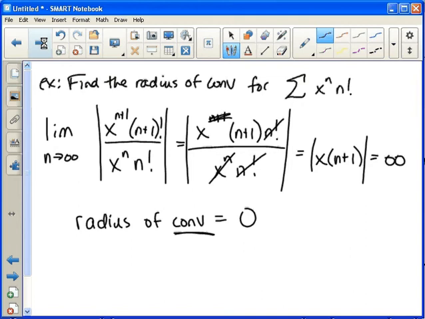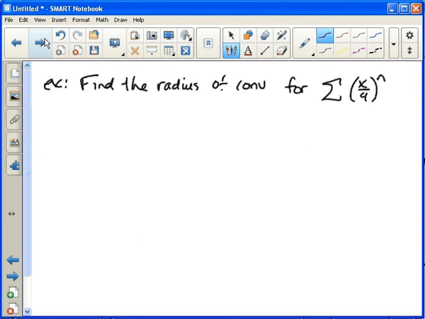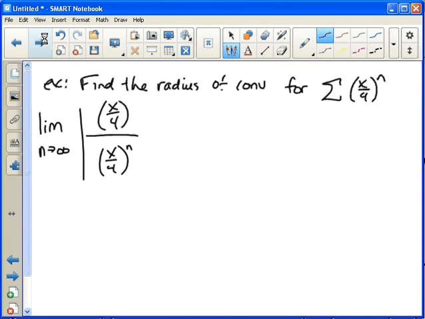Okay, next up, find the radius of convergence for the series that we did earlier. So I'll show you how to work this one out. We do the limit as n approaches infinity. We put the original on the bottom, and on top we add 1 to the n. Okay, well that's going to cancel out everything but a single x over 4.